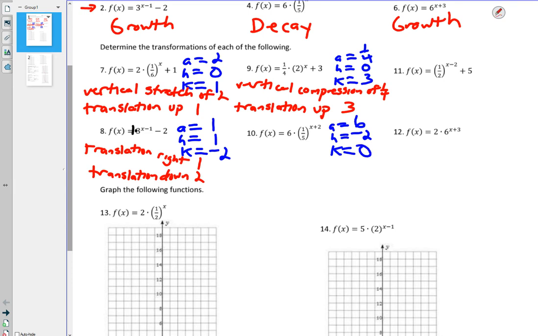So, can you tell me what the transformations are going to be? Good. Vertical stretch of how much? By what magnitude? 6, good, okay. And then we're going to translate in what direction? Left. Negative, left.